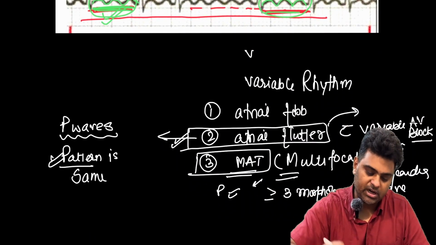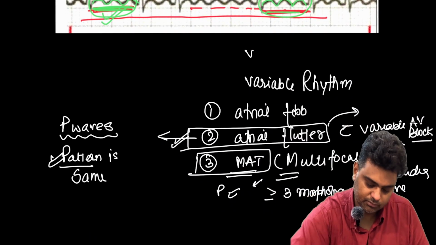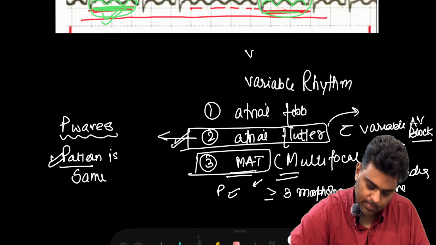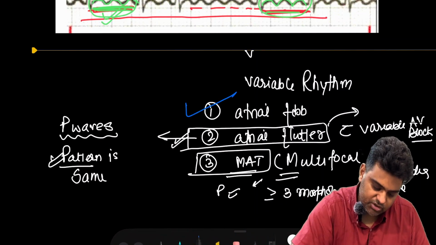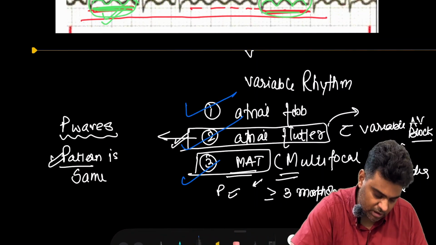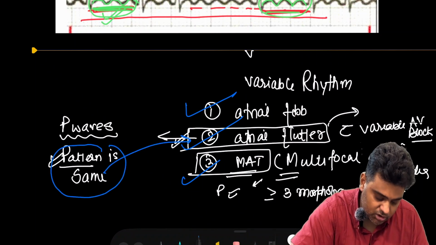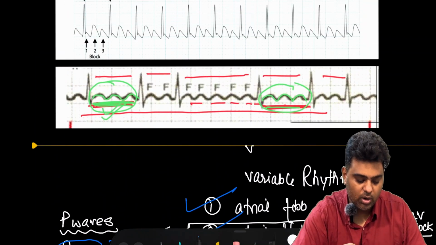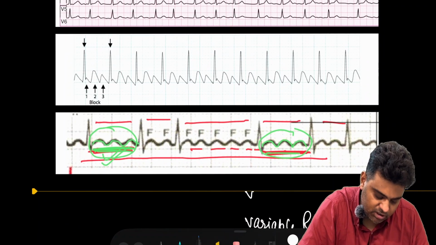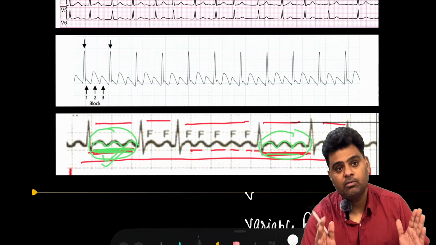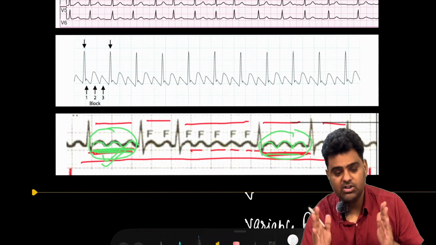So this is the point that I wanted to highlight: how to differentiate between atrial fibrillation and atrial flutter. Now you have to understand that if the pattern is the same, it means atrial flutter. So how to see the pattern? You have to see the pattern where the RR interval is the same.